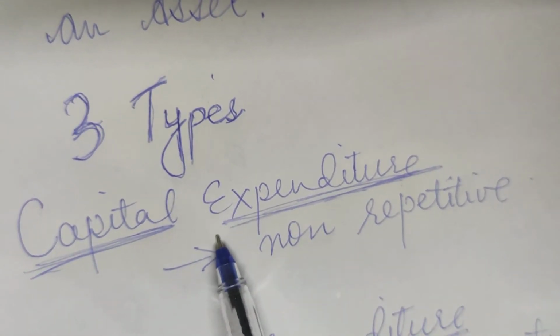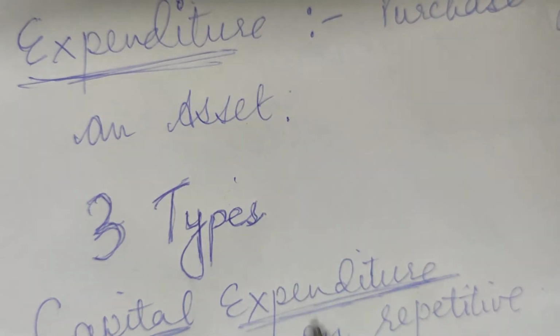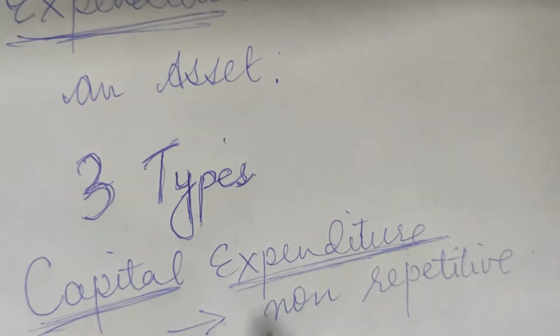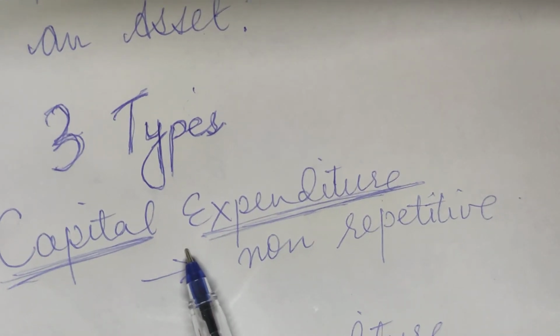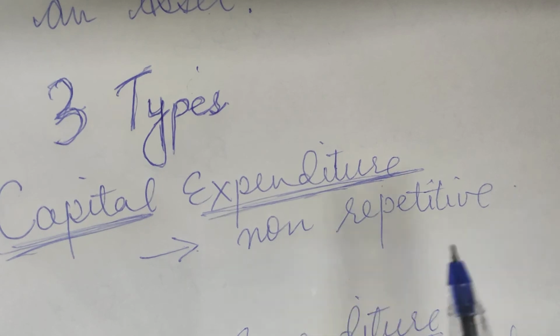So, capital expenditure and the term expenditure can be used interchangeably. If I say expenditure, it is the purchase of an asset. If I say capital expenditure, it is again the purchase of an asset, because both are non-repetitive in nature.